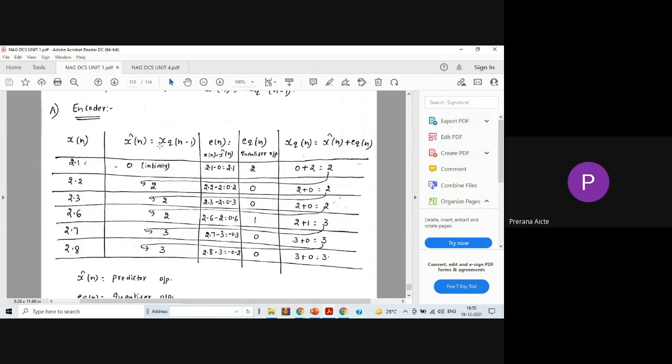What is that x cap of n? Xq of n minus 1. So initially no samples, 0. And how do you find the error signal? We know, right? The difference between the quantized signal and the prediction filter output. So the difference between the sample signal 2.1 and the prediction filter output 0 is 2.1. The quantized output, meaning fixed level amplitude, is 2.